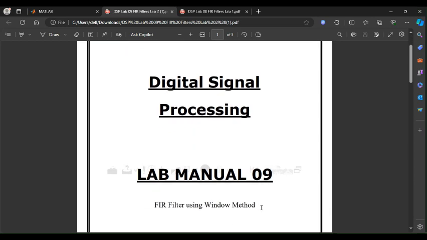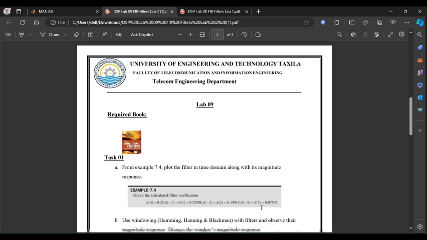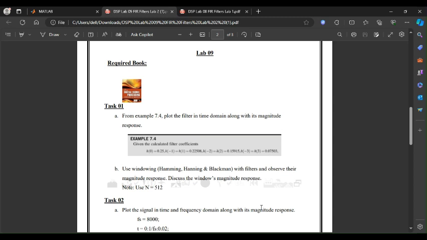So today I am going to solve lab analysis 9 of digital signal processing, that is FIR filter using window method. Starting with task 1 of today's lab, that requires the book of Li Tan, and its part A is from example 7.4: plot the filter in time domain along with its magnitude response. And here is the example that shows the filter coefficients h of 0.